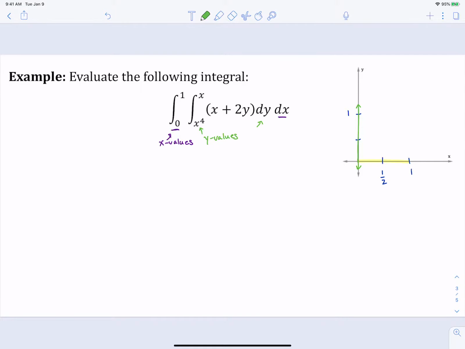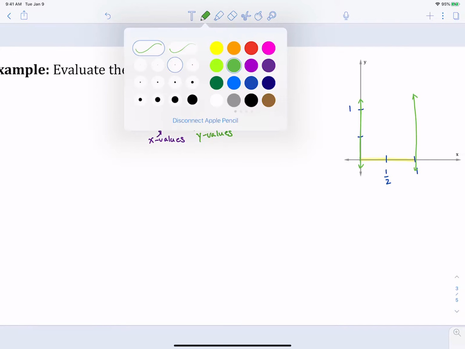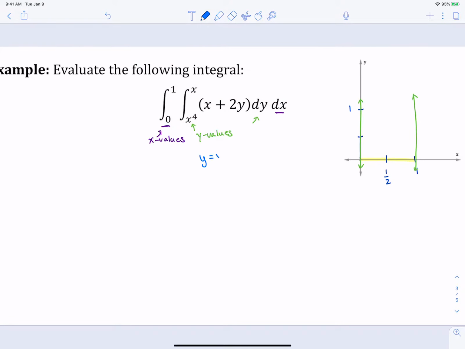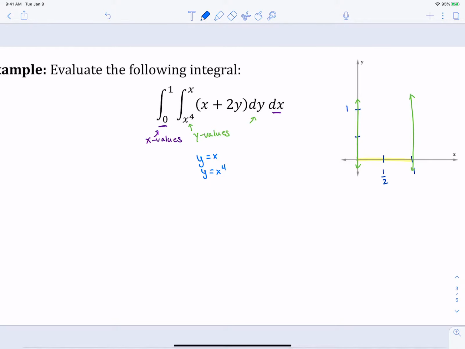So there's a vertical line there at 0 and a vertical line there at 1. And then we've got the equations, our y equations. We've got y is equal to x and y is equal to x to the fourth. So y is equal to x, that's pretty easy to draw. That's a line, goes through the origin, and looks like that. So there is y is equal to x.